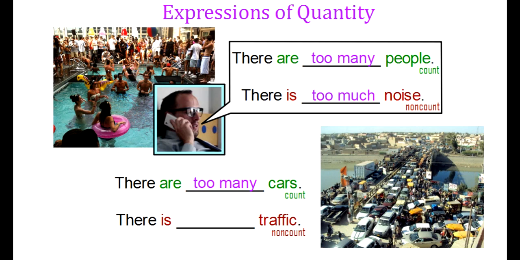All of these cars create congestion, and congestion created by cars is called traffic. The word traffic is non-count. It's just this concept. We can't count the idea of traffic. So we're going to say there is too much traffic. More traffic than we want. So remember, the first types of expressions of quantity are there are too many count, or there is too much non-count.